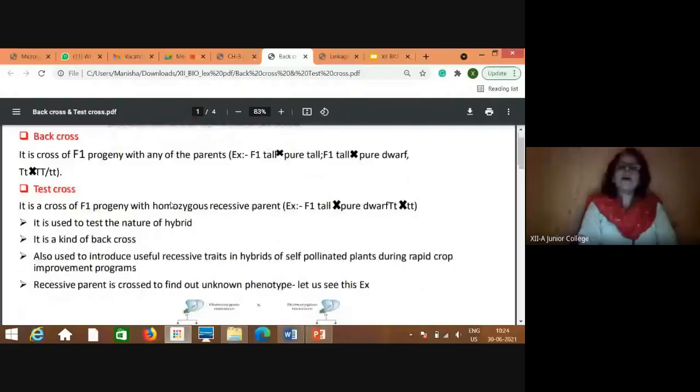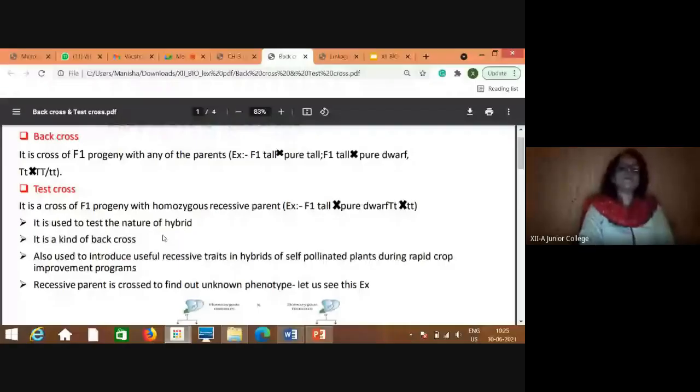Whereas a test cross is when F1 progeny, the F1 offspring, are crossed back with homozygous recessive parents. That means only pure dwarf parents. That means capital T small t crossed with small t, that is called a test cross. So that is the difference between back cross and test cross. A test cross can be a back cross, but every back cross cannot be a test cross, because a test cross is when F1 progenies are crossed back with only homozygous recessive parents.